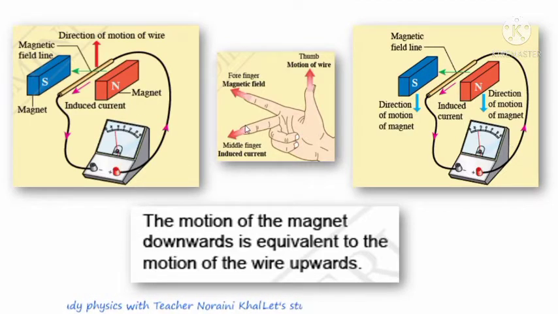By using Fleming's right-hand rule, we determine that both will produce the same direction of induced current. Fleming's right-hand rule is applied for the copper wire, not to the magnet. So if the magnet moves down, you need to assume that your thumb is upwards, as the copper wire is moving up. Okay.